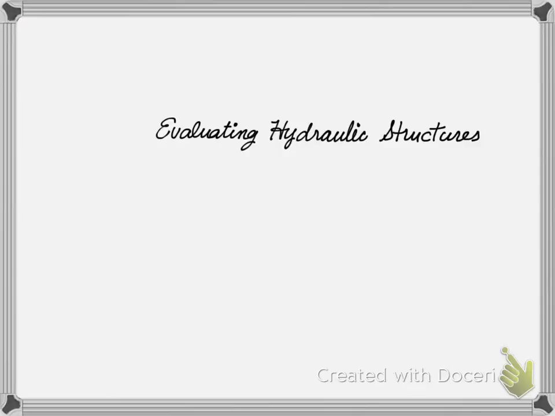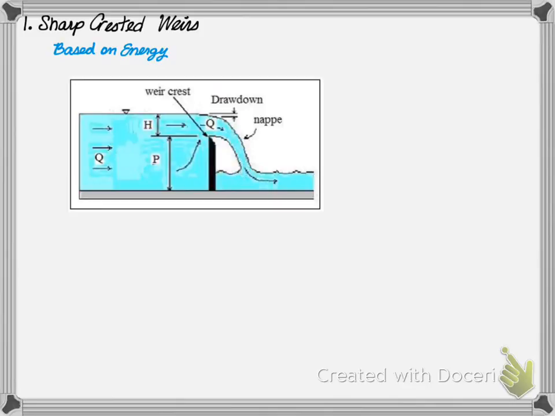All calculations of these structures are based on the energy equation. The first structure is a sharp-crested weir. As mentioned previously, it is based on the energy equation. These lessons are not going to cover how to derive the equations, but just provide them. The following image shows a schematic of a sharp-crested weir.